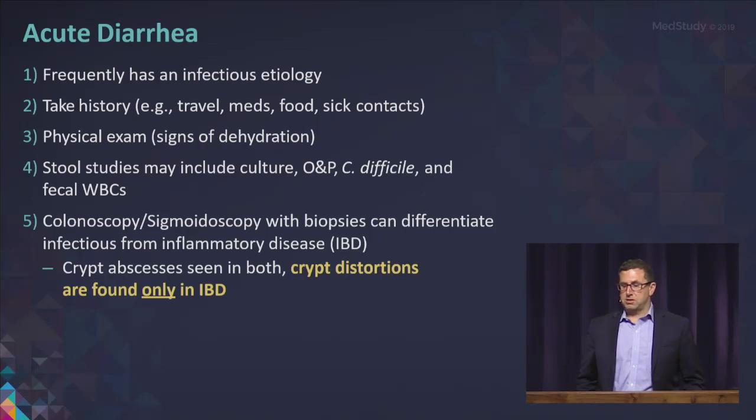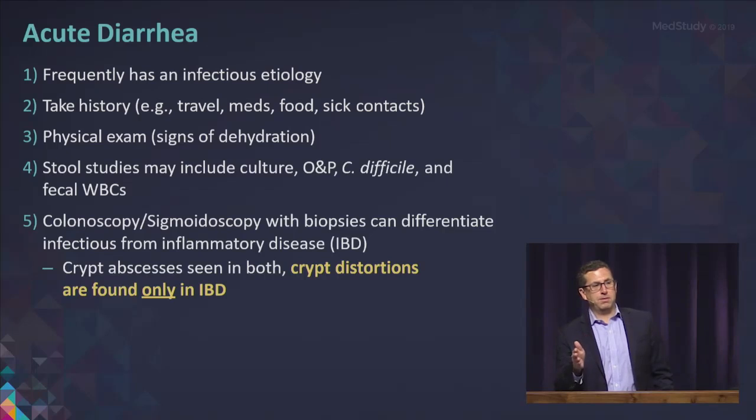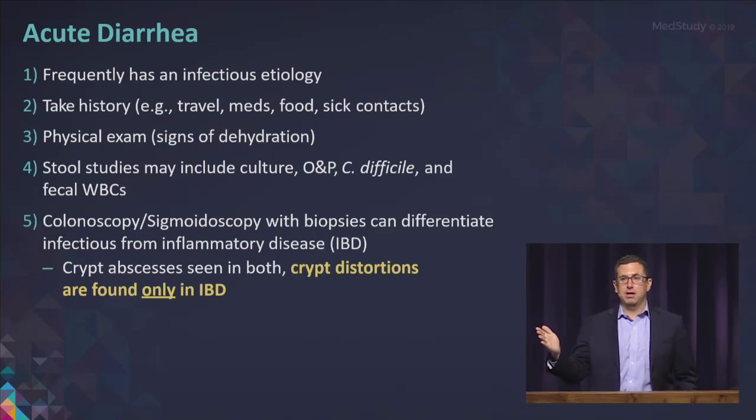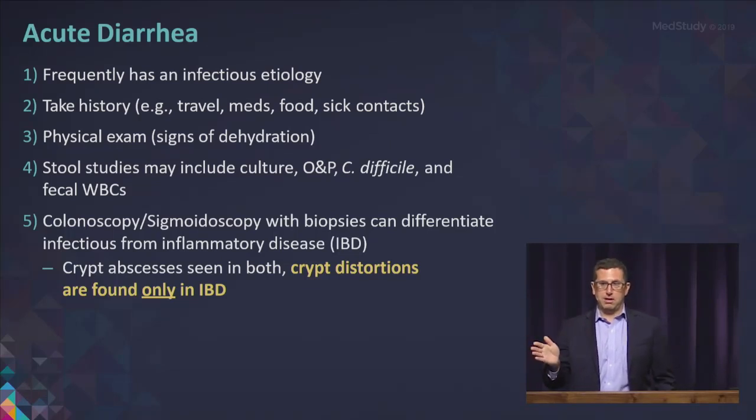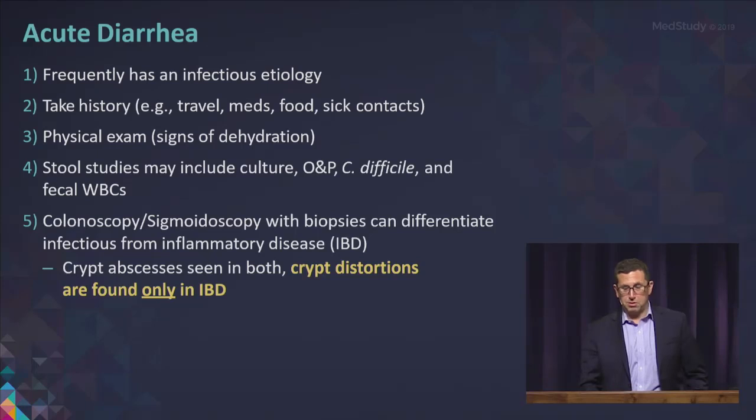Colonoscopy or sigmoidoscopy is sometimes used because it could help differentiate IBD from an acute infectious etiology. So crypt abscesses could be seen in both infections and IBD, but if you see crypt distortion specifically, it implies that there's chronicity there. So that would be typical for IBD. So crypt distortion or branching means chronicity, IBD, not infection for the most part.